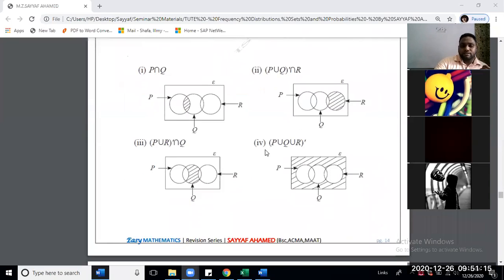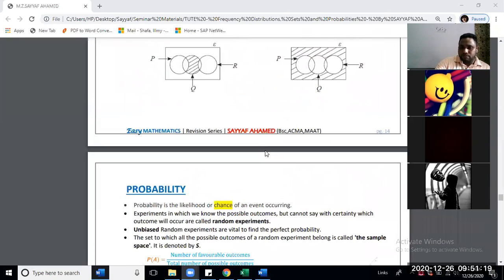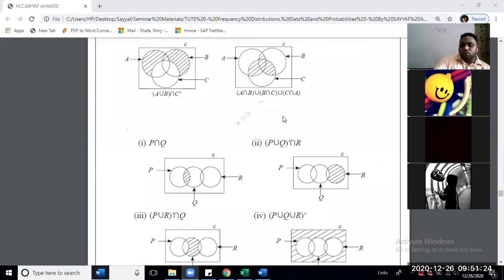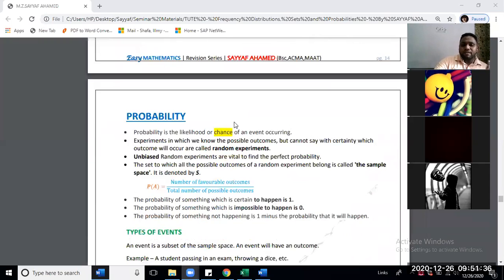Guys, whatever I say is really meaningful when you are doing the past paper. So that is the summary of the sets you have in your syllabus: the notations, the Venn diagram, and also the sentence type questions. So moving on to the probability, I will quickly run through the probability area, and then we will work on a past paper question as well.